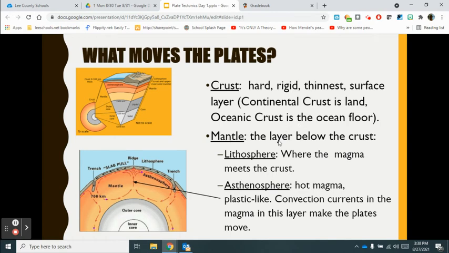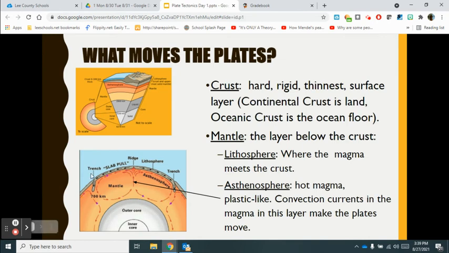The mantle is the layer below the crust. The lithosphere is where the magma meets the crust. So this is the lithosphere right here, this very thin layer. The asthenosphere is the hot magma that's plastic-like. And convection currents in the magma in this layer make the plates move. So you can see right here they have convection currents, and these are what is causing the plates to move.